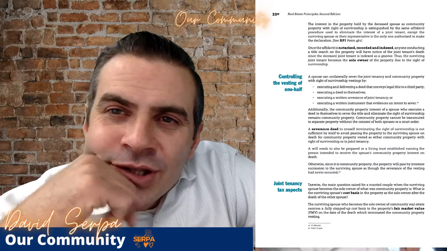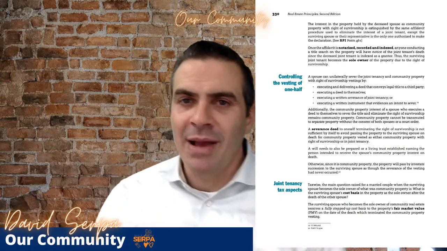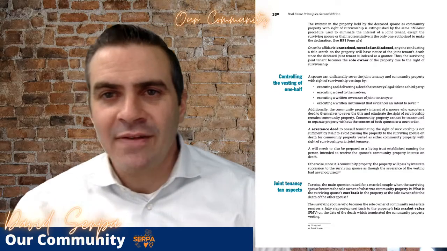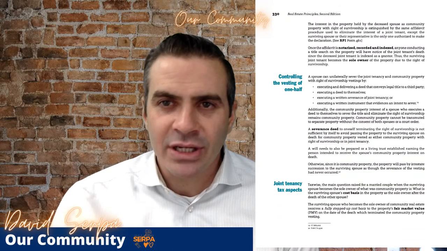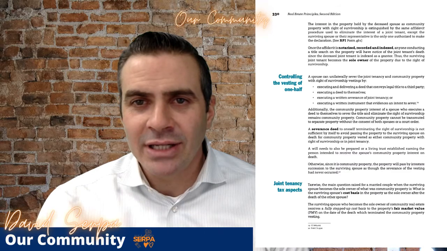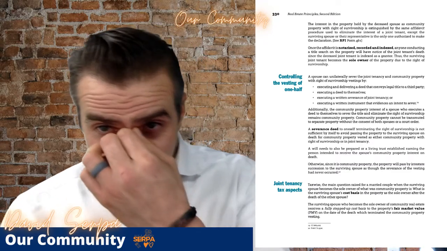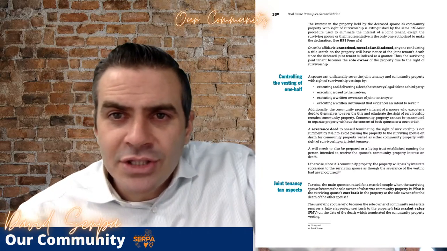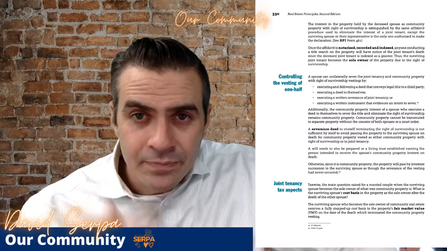All right. The interest in the property held by the deceased spouse as community property with the right of survivorship is extinguished by the same affidavit procedure used to eliminate the interest of a joint tenant, except the surviving spouse or their representative is the only one authorized to make the declaration. Once the affidavit is notarized, recorded, and indexed, anyone conducting a title search on the property will have notice of the joint tenant's death, since the deceased joint tenant is indexed as the grantor. Thus, the surviving joint tenant becomes the sole owner of the property due to the right of survivorship.